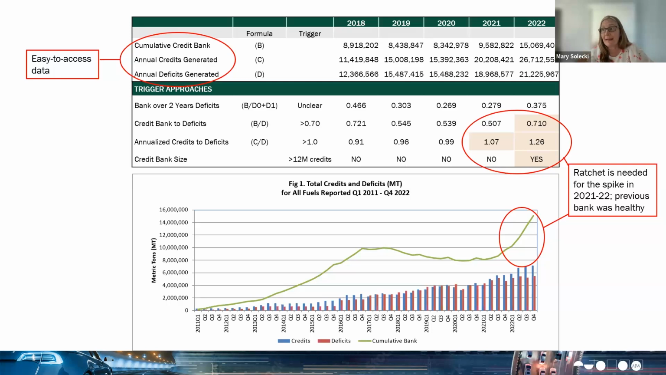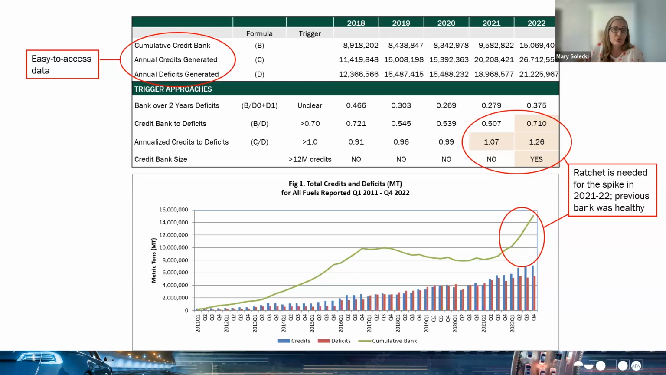So we only backcast on the upper part of the screen as far back as 2018, because that was the end of the last rulemaking and the beginning of the program as we know it today. We tried backcasting prior to 2018 and realized that was simply a different program and it was operating under different market uncertainties.